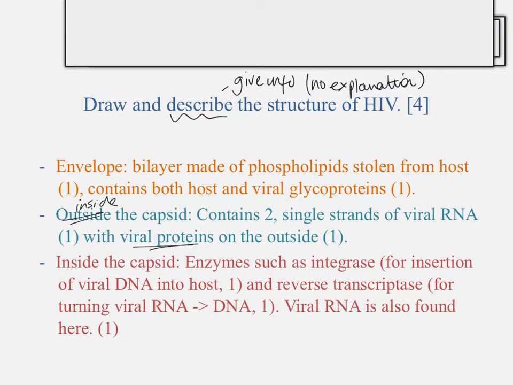So each one of those marks where you can see the number 1 in brackets, that's where you could get a mark. So there's lots and lots of marks available here: 1, 2, 3, 4, 5, 6, 7. And hopefully if you didn't get all of those, then you can add some extra detail to your answer before we move on.